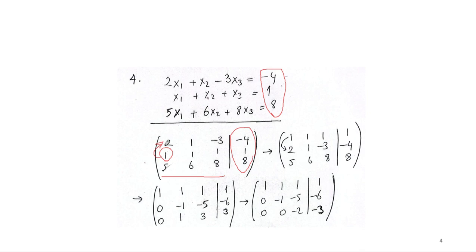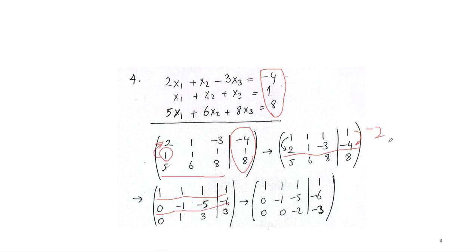For example, if we have this 1, 1, 1 as our first row, this is our first row, and then we are allowed to do this kind of swap. So basically now if we multiply the first row by minus 2 and add to the second one, because the second row is 2, 1, and minus 3, this will become 0, minus 1, and minus 5, and we have minus 6. So that's our new updated second row.